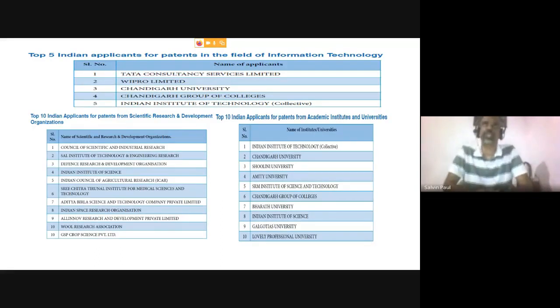Now, these are the major institutions, especially in the field of information technology. You have TCS, Tata Consultancy Services, Wipro, Chandigarh University, Chandigarh Group of Colleges, Indian Institute of Technology, etc., which are the major institutions that apply for patents in India. Among research institutions, you have CSIR, DRDO, Indian Institute of Science, and others; there are 10 institutions. Among universities, you have Indian Institute of Technology, that is IIT, Chandigarh University, Amity University, Indian Institute of Science, and Lovely Professional University. These are the various universities that are primarily applying for patents in India.